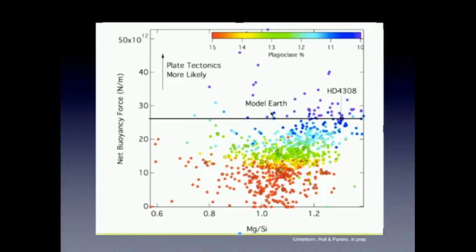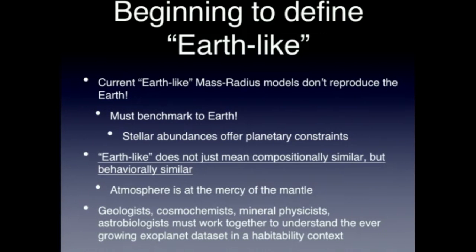They're almost done. The paper's written, we just need to finagle. So this is magnesium to silicon versus net buoyancy force, running through a lot of chemistry that, if you're interested, I can talk about. I've made a line for the model Earth, and only about 5% of that total 1,000-star sample actually works to create negatively buoyant plates. So I'll leave it here. My real point, which I've underlined here, is that Earth-like does not mean compositionally similar. It may not even mean the atmosphere is the same. It behaves like the Earth, because tectonics and dynamics are really what's powering all of this. And we all need to work together to solve this problem. So thank you.